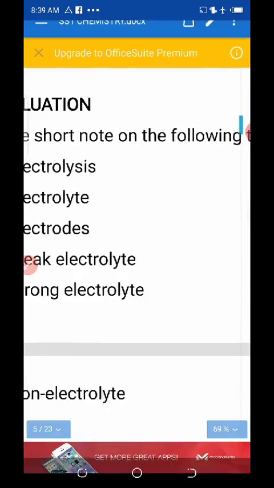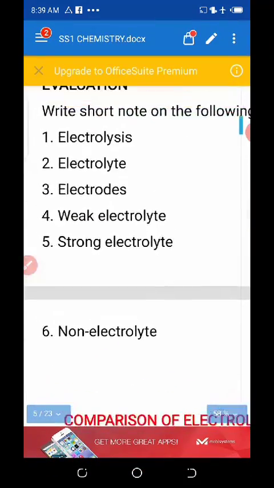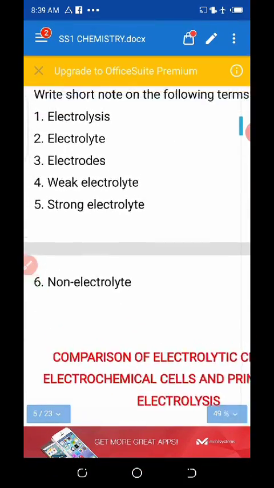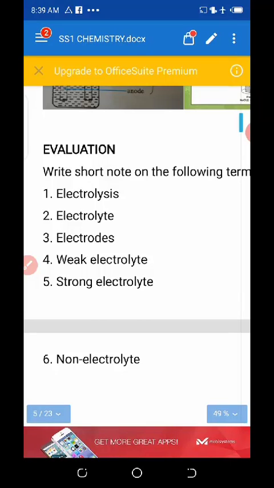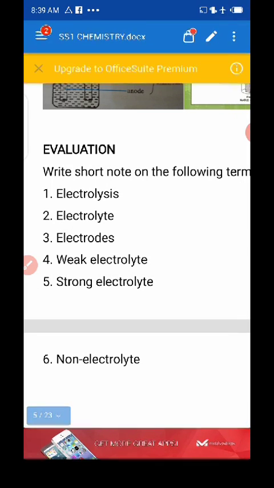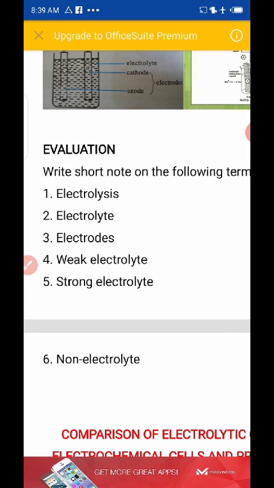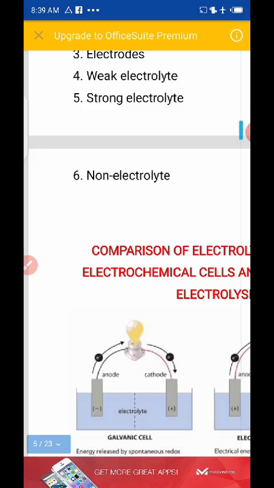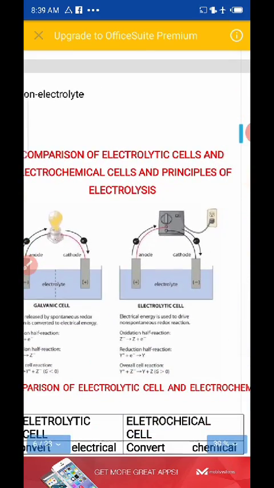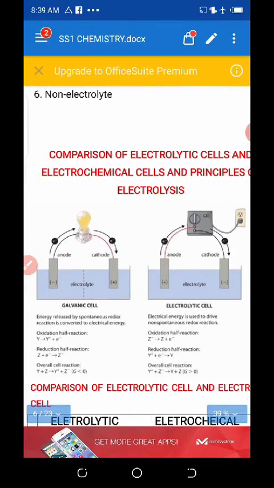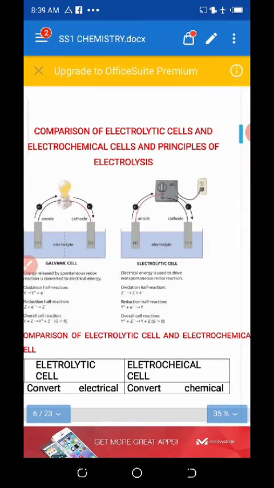Now let's quickly look at some evaluation questions. By now you must be able to answer these questions. Write short notes on the following: what is electrolysis? Electrolyte, electrodes, weak electrolyte, strong electrolyte, and non-electrolyte. Let's compare the two that I've been talking about: the electrolytic cell and the electrochemical cell.